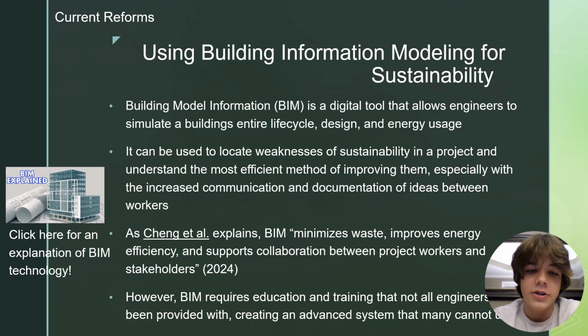A current reform example is building information modeling. It's just modeling what a project is, what it looks like. These models can be 3D or 2D, and they're digital. And they tell workers the life cycle, design, and energy usage of the project they're currently working on. So not only does this improve communication, but it also makes sure that their ideas and current progress are always written down. It also allows them to locate weaknesses in a project and make sure that they know what the correct next steps are, especially with efficiency and making sure that they are not wasting any material.